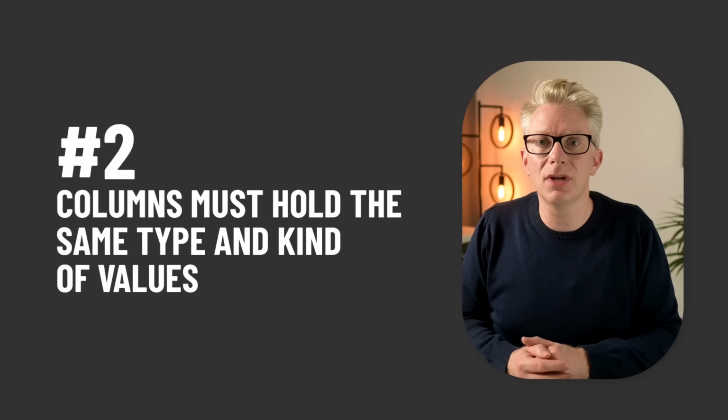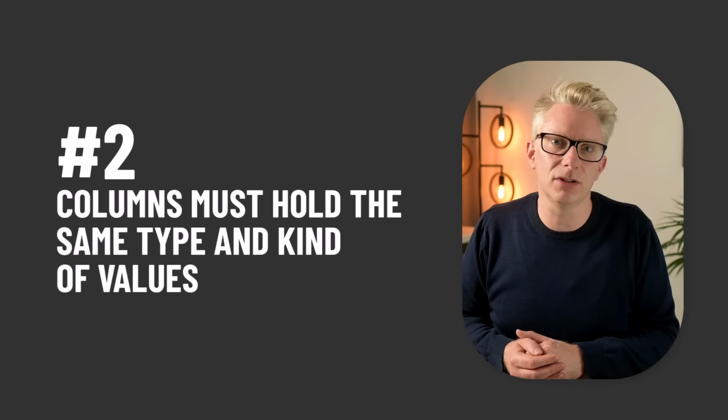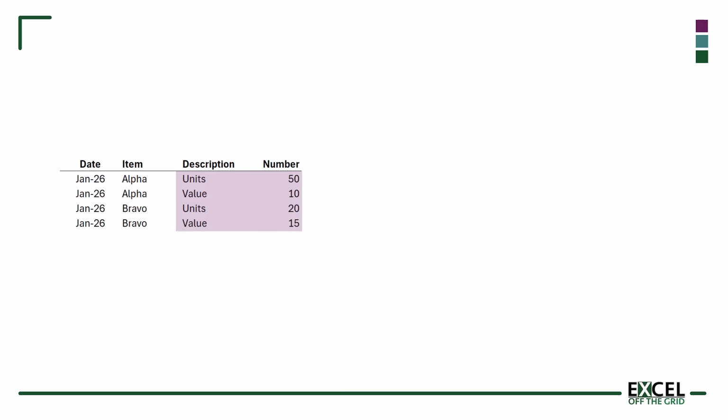to work with. Secondly, columns must hold the same type and kind of values. Here we have a column for description and a column for number. Now, while the number column contains all numbers, they aren't the same thing. We can't sum all of those numbers and get a meaningful value. And that's because that column contains a mix of units and values. Therefore, first normal form would require us to use different columns, one for units, one for values, and then we could aggregate the numbers in those columns in a meaningful way.